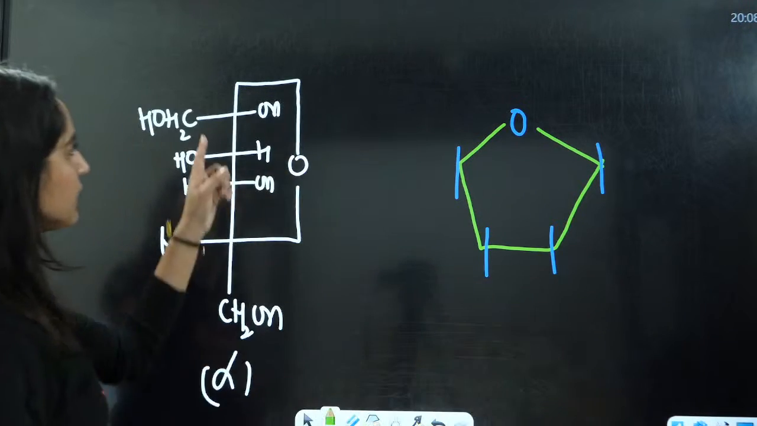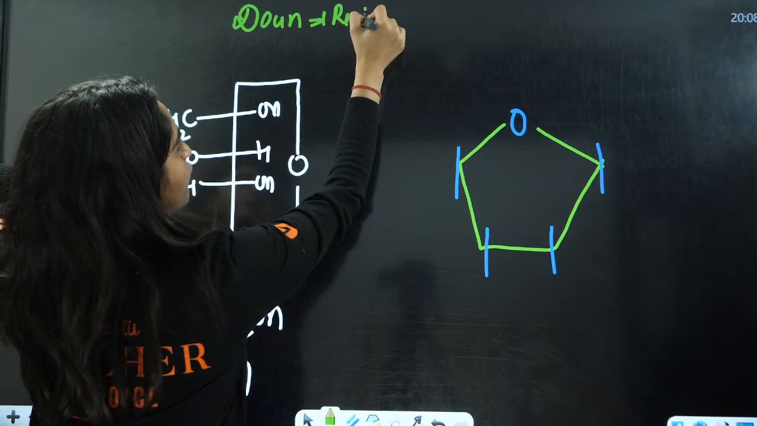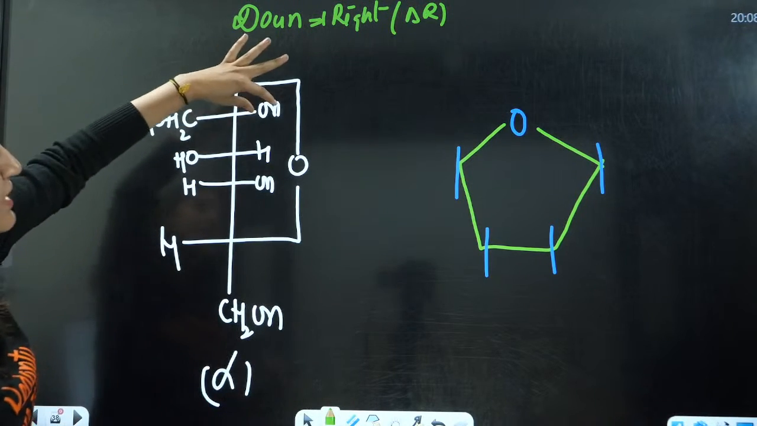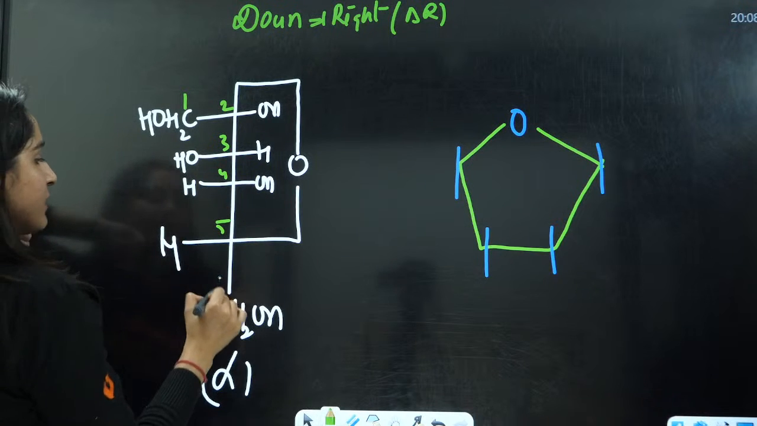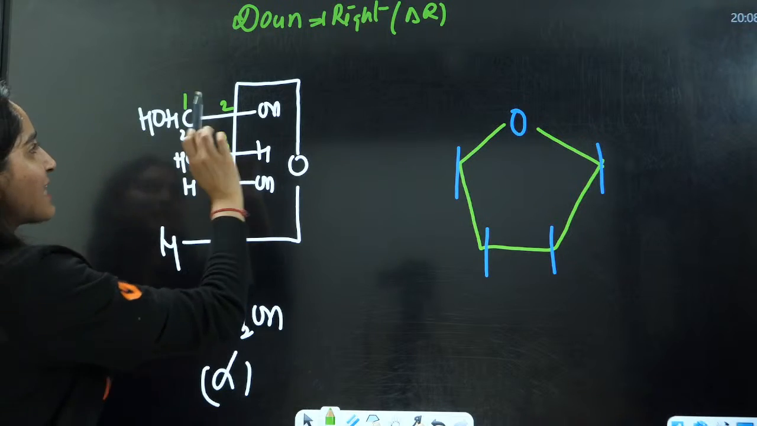After that, always remember: down means right side. Okay? Down means right side. That is the rule. So now if you have the right side, this is 1, this is 2, this is 3, 4, 5, and this is the 6th one. If you want to draw it here, this will be the second one.